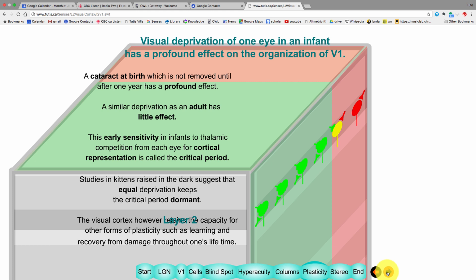And that's because the visual cortex has this thing called the critical period, and it has an early sensitivity. And you can imagine that there's competition occurring for representation in the cortex. Whatever has the strongest input will take over from the cells that have a weaker input, for the synapses that have weaker input. Now, studies have been done in kittens, and they found that if they raised kittens in the dark, they could prolong this critical period.